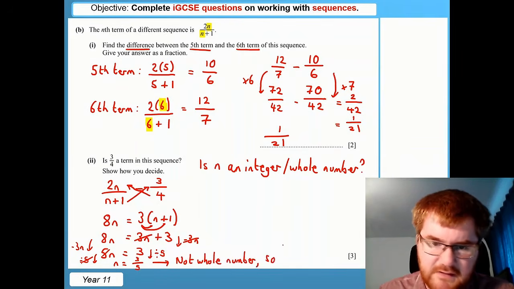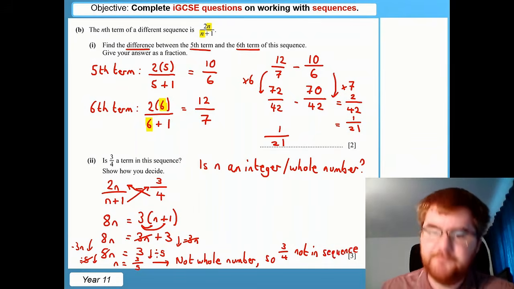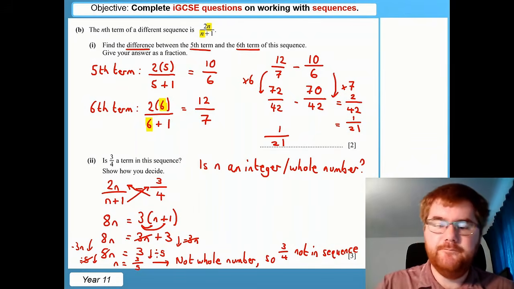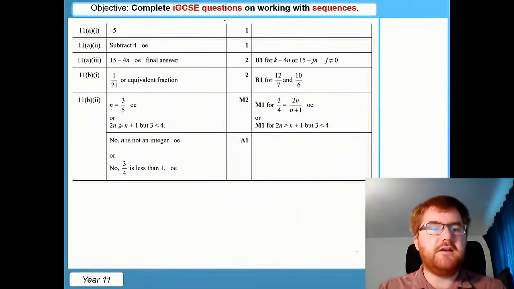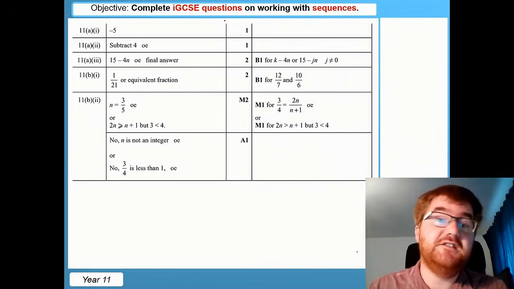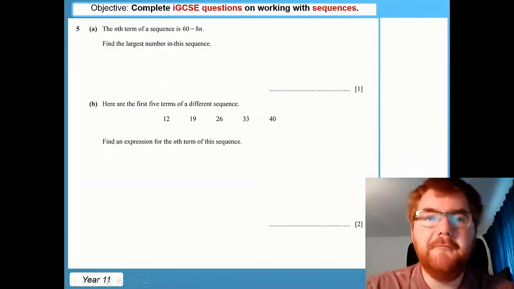So 3/4, I'm going to be really clear to the examiner here. Not in sequence. So the examiner can see very clearly that I've made this conclusion. 3/4 is not in the sequence. Okay, so you can check through that answer there. This comes from a paper 4, so as you can see it's a little bit more detailed. And on to question 5a.